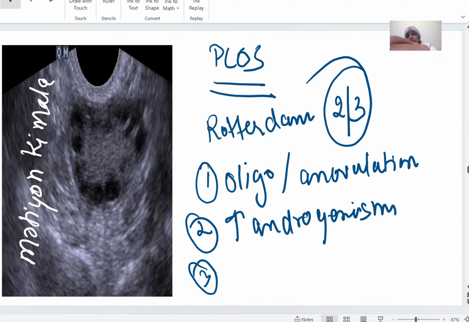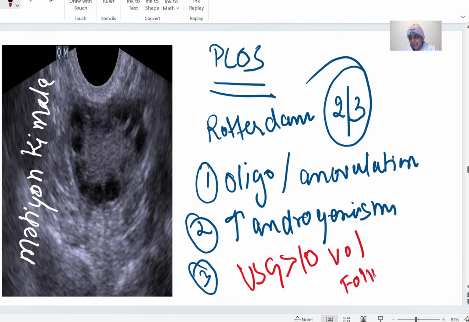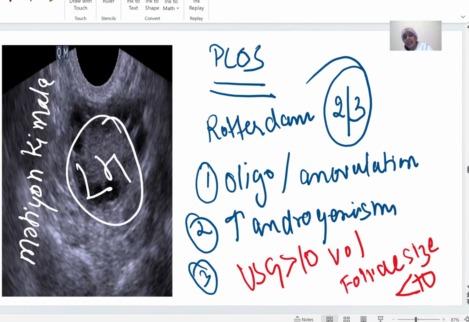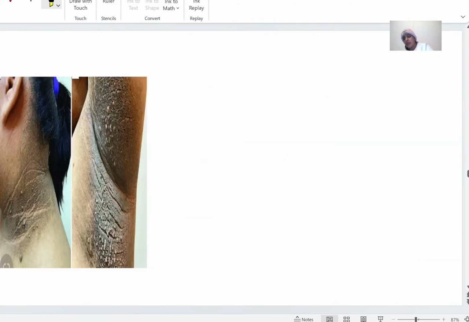नंबर 3 इज अल्ट्रासाउंड. अल्ट्रासाउंड में क्या बोला था मैंने? नंबर याद रखना है 10. वॉल्यूम इज मोर देन 10 एंड द फॉलिकल साइज इज लेस देन 10. मुझे किसी ने बताया नहीं कि कौन सा हार्मोन ज्यादा जड़ है. LH. ठीक है, ओव्यूलेशन नहीं होता इसलिए LH बढ़ जाता है. LH जाके थीका सेल हाइपरट्रॉफी करता है. फिर जाके एंड्रोजन बढ़ते हैं. LH बढ़ जाता है पीसीओएस में. ठीक है, व्हाट इज दिस?